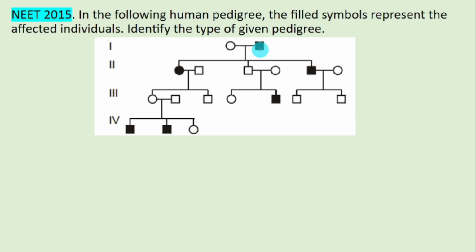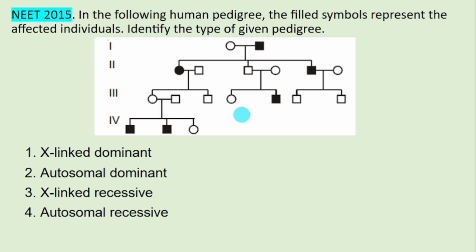So see, the hint is over here. This father has transmitted a disease to son. Now this will not happen if the disease was X-linked. Father will not transmit an X-linked disease to son. So because both are affected, this indicates it is autosomal. And since there is skipping of generation over here and over here and here is also, so it indicates it is recessive. So this pedigree is autosomal recessive. Option 4 will be the answer.